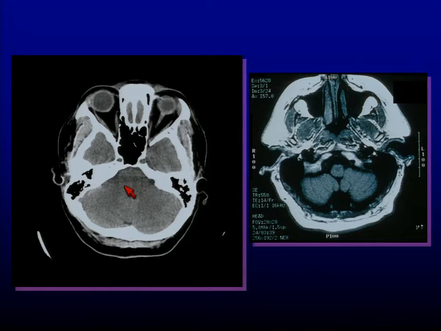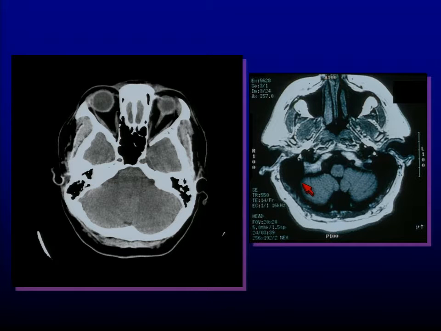Now, what is kind of med school 101, what do we know about the posterior fossa? MRI is better for the posterior fossa. Absolutely true. In my shop, getting an MRI takes a small miracle to happen on the same day as I order it. So I never can get an MRI of the posterior fossa.